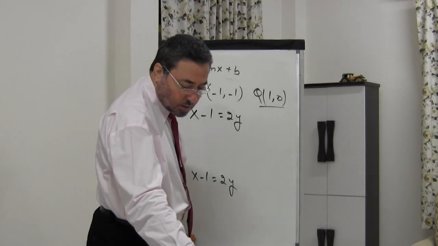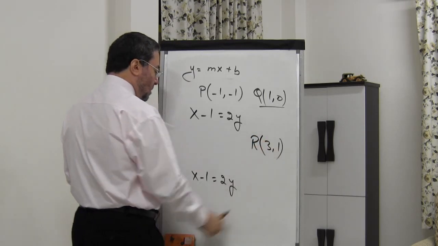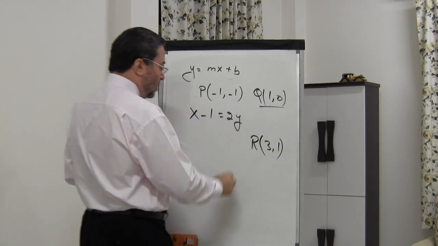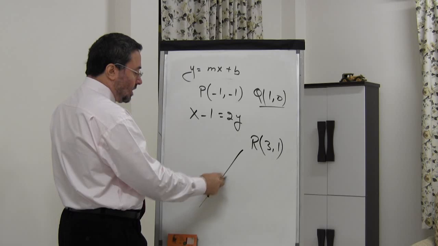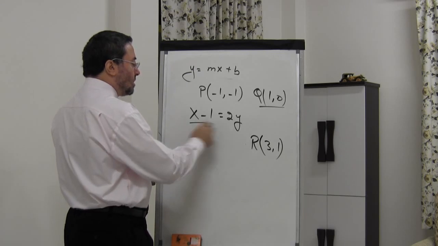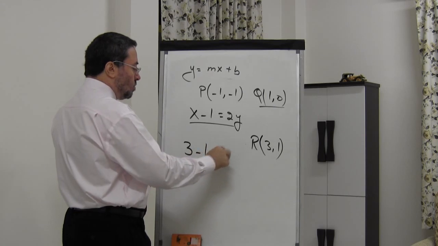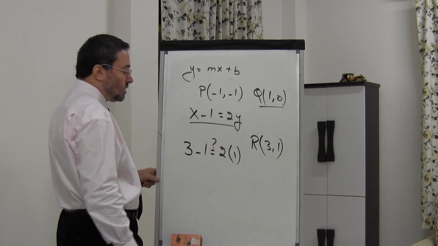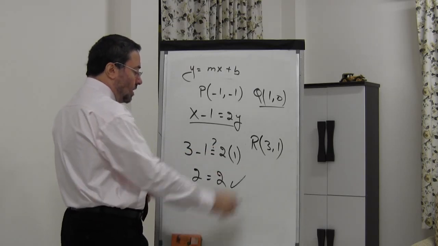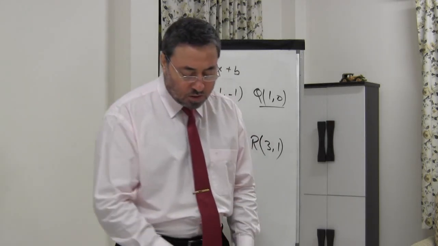Now point R is (3, 1). If R is collinear with these 2 points, which means it falls on the same line, then its coordinates must satisfy this equation. So let's replace x with 3: 3 minus 1 equals 2. Are these two sides equal? 2 equals 2, and they're equal, so R falls on the same line as PQ. And these 3 points are collinear.